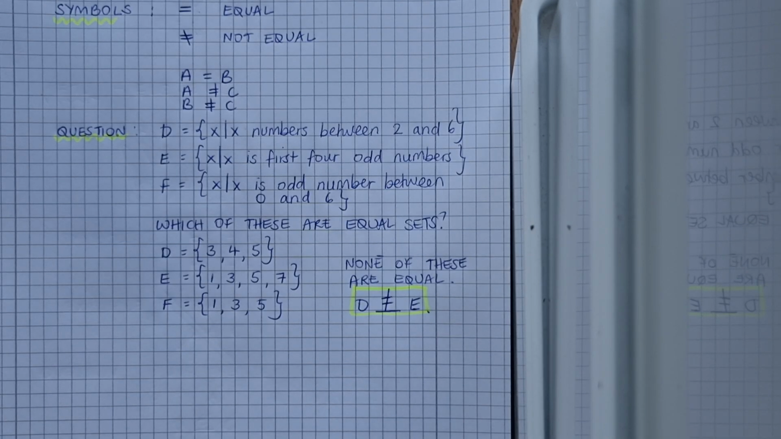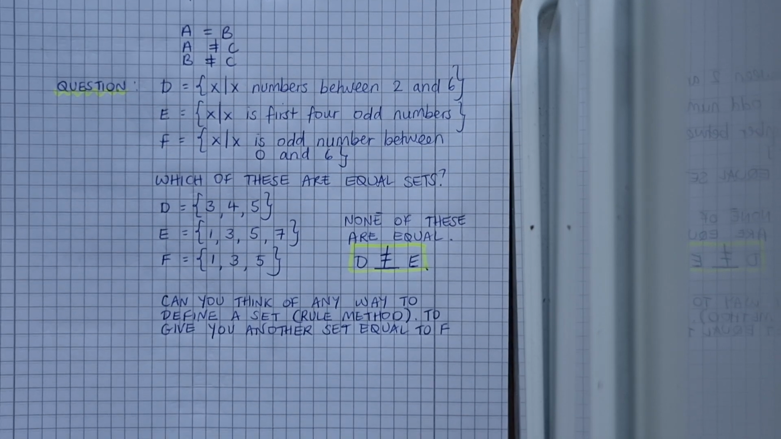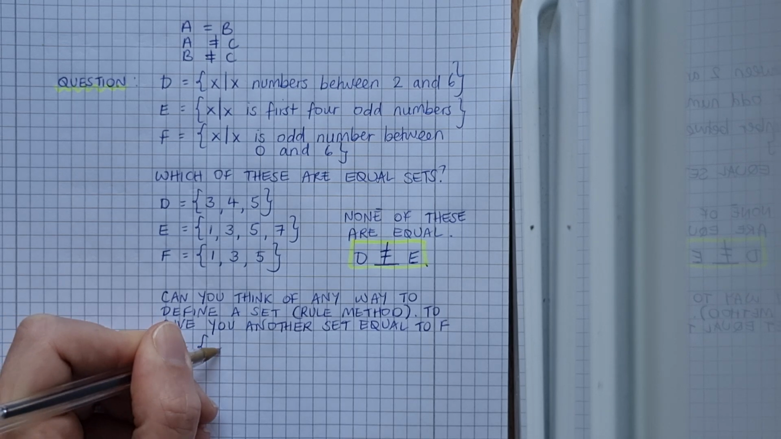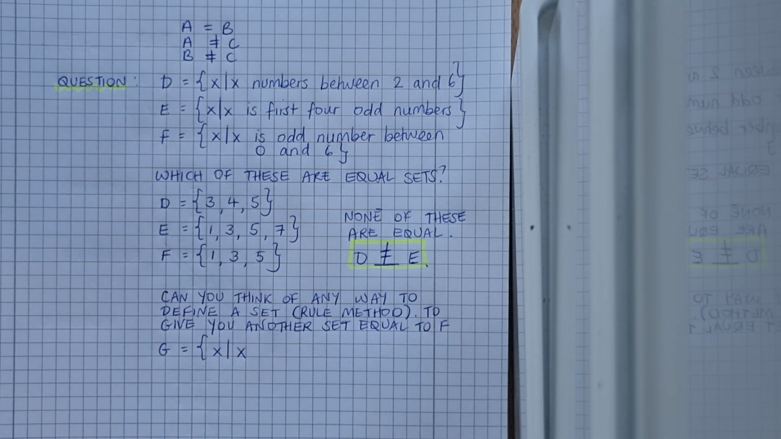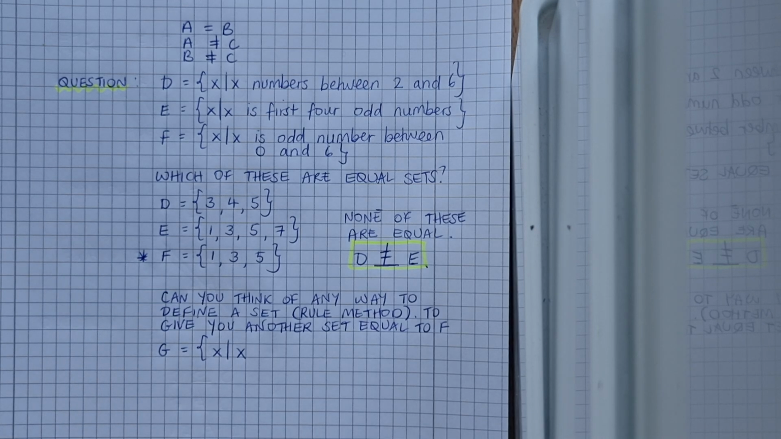Now, one more question for you. I want you to think, can you think of any way to define another set using the rule method that will give you a set that is equal to F? So let's call this other set G. Can you think of any definition that will give you a set that's equal to the F set that we had up here? Pause the video for a second, see what you come up with, and then play and see what I said.